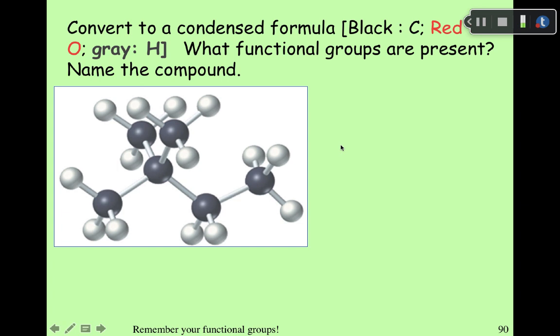Okay, another example of understanding structures, functional groups, and names. One way of working with things is making condensed formulas. I don't always like them, but there are times when you'll need to work with them.